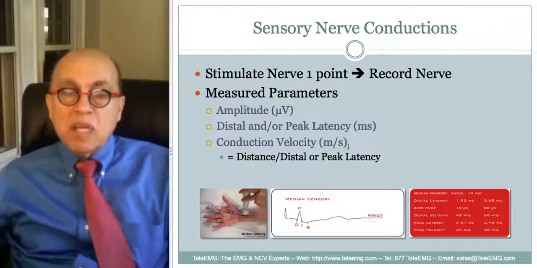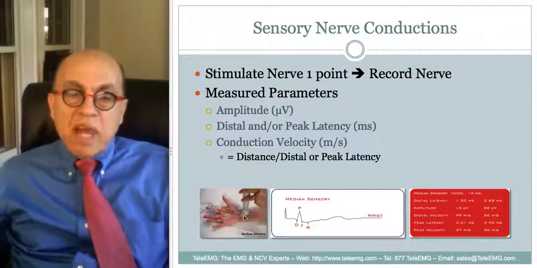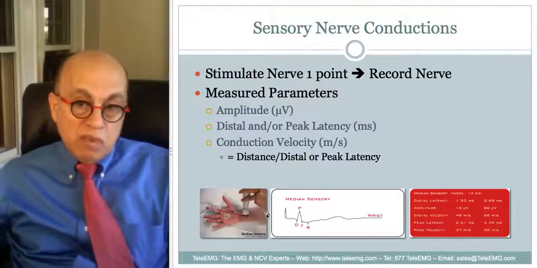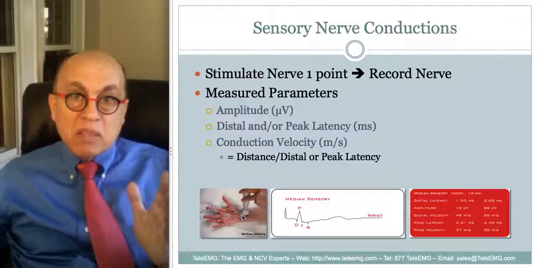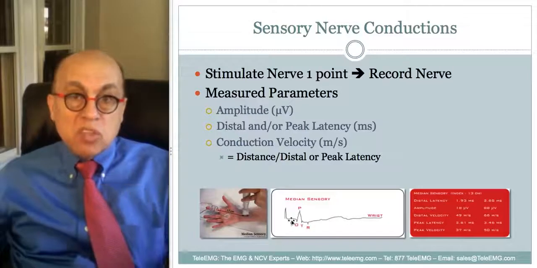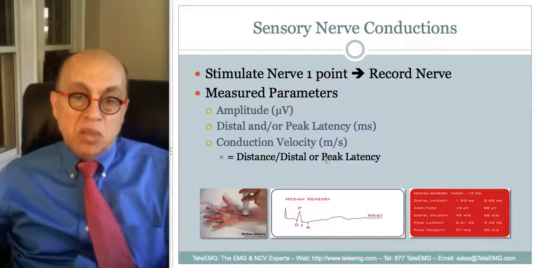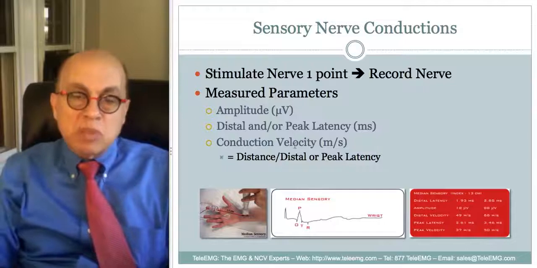And then we measure the conduction velocity. What is that? Well, you can guess that if I stimulate from here to here, it's going to take a certain time to go from here to here. If I stimulate from here to there, it's going to take longer. And if I stimulate further up, it's going to take longer. So basically, I have to relate the time that it took to the distance that I used. When I divide the distance by the distal or the peak latency, namely the time, I'm going to get a conduction velocity, which is expressed in meters per second.